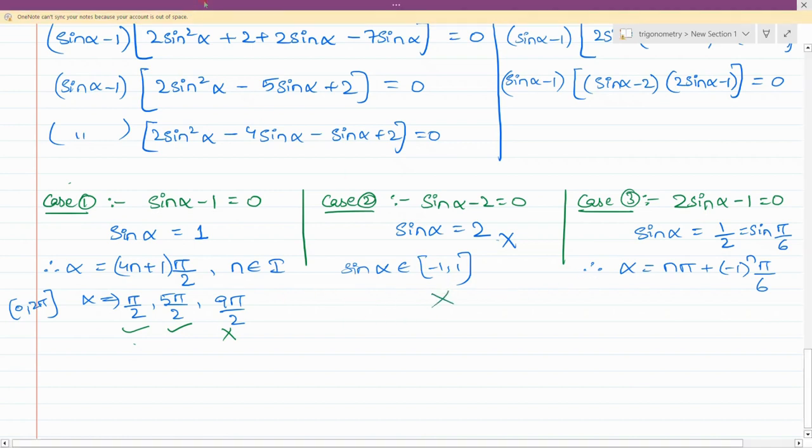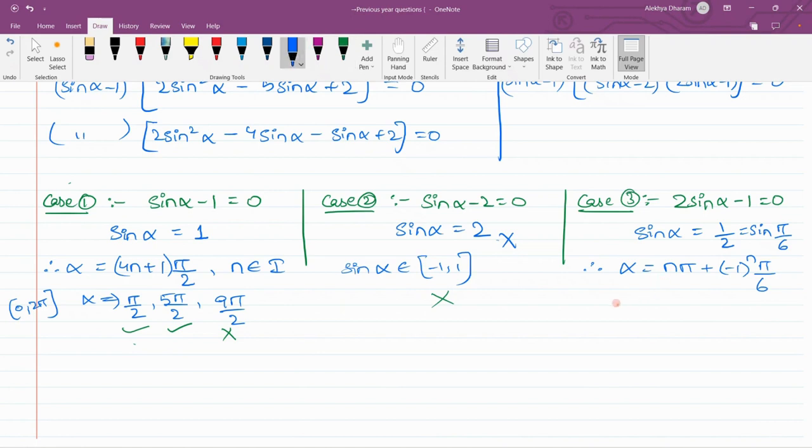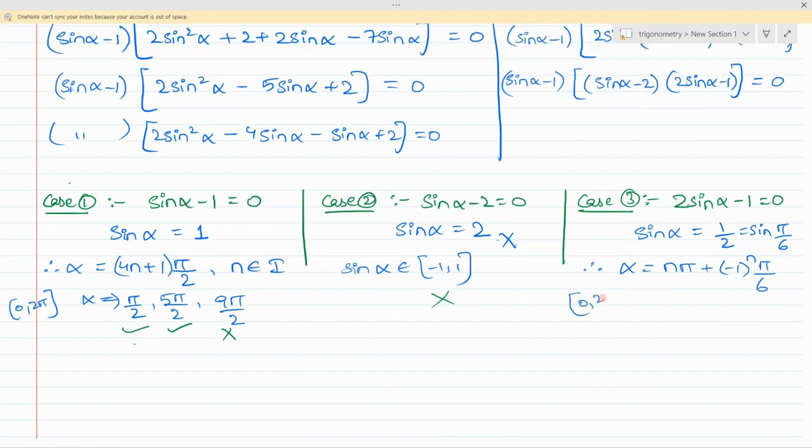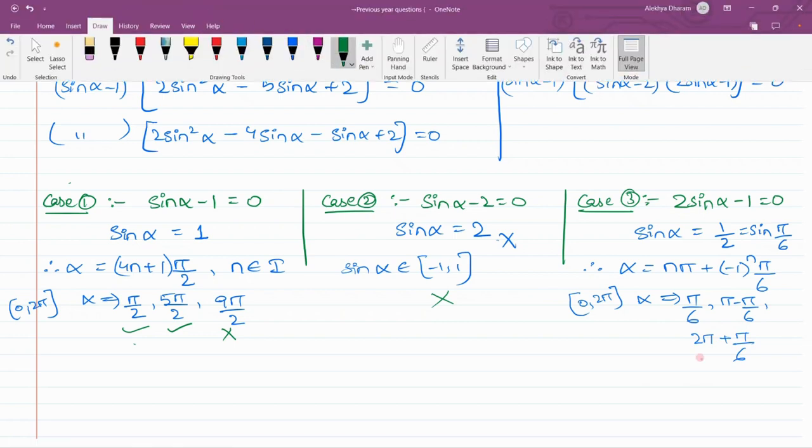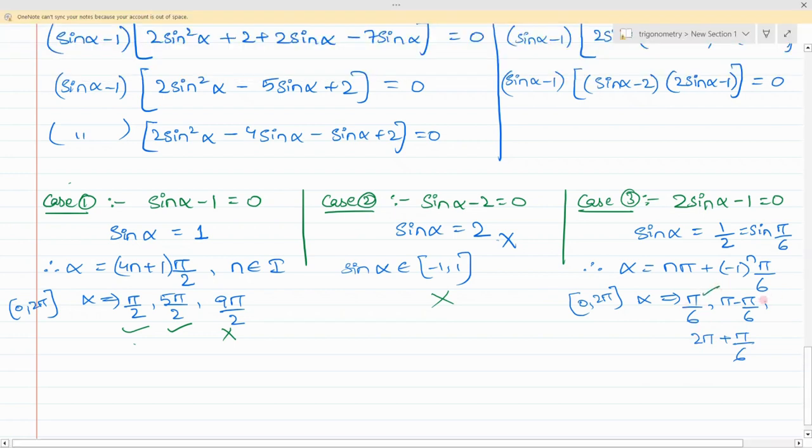And here, if you see the values of alpha in the same range, that is 0 comma 2 pi, alpha will be, if n is 0, it becomes pi by 6. If n is 1, pi minus pi by 6 also exists in the range, and 2 pi plus pi by 6, no, it exceeds the range. So here also two solutions, that is pi by 6 and 5 pi by 6, this does not exist.